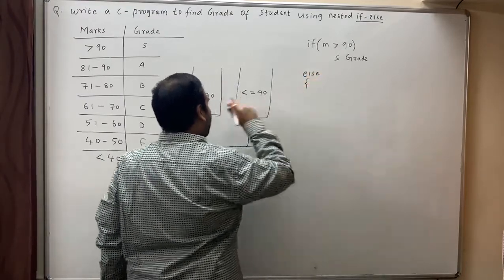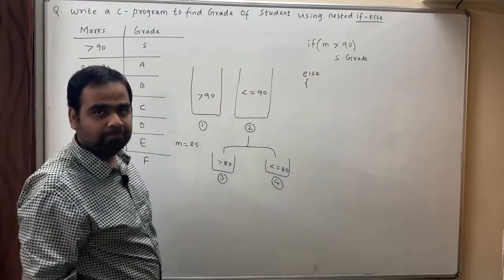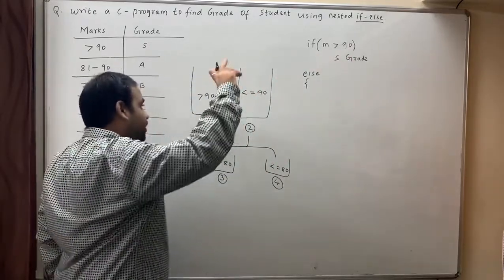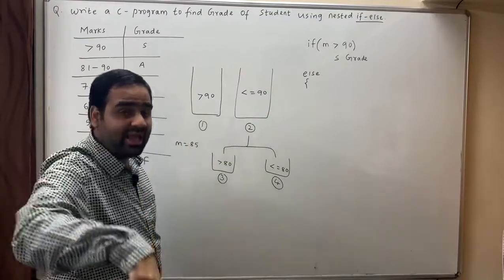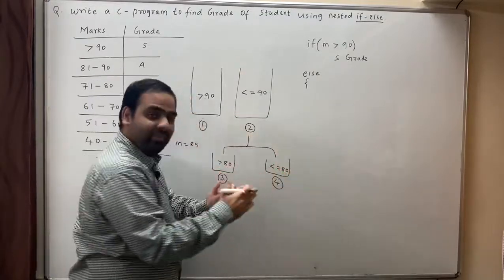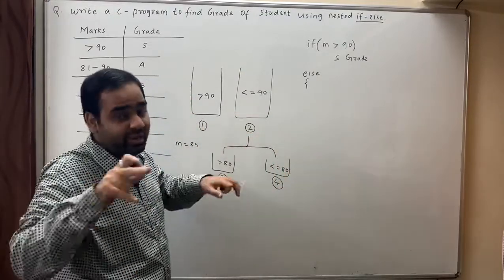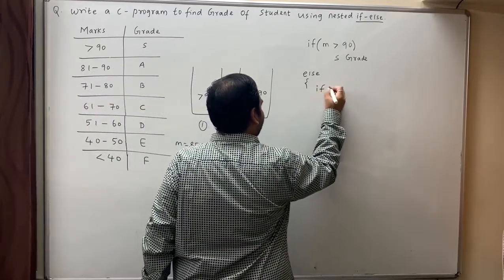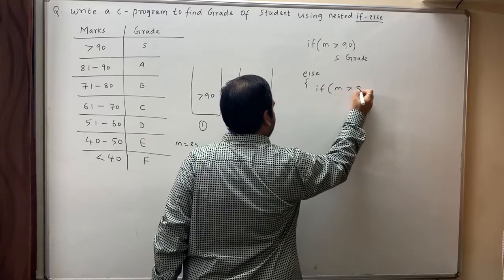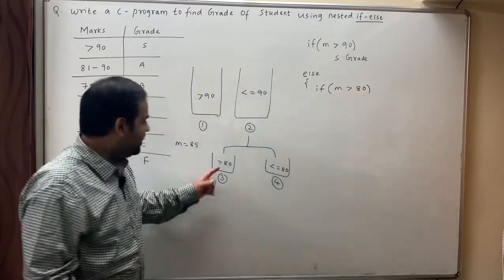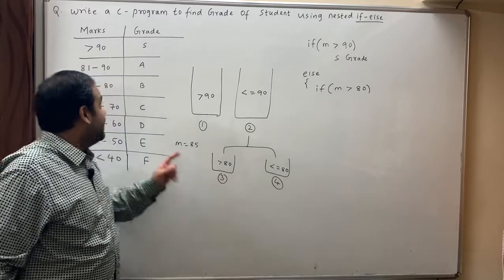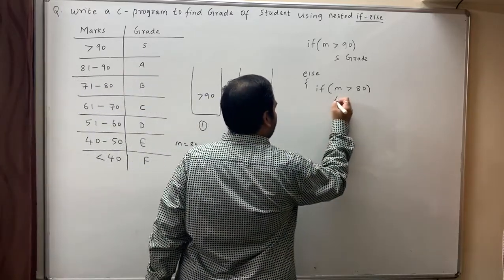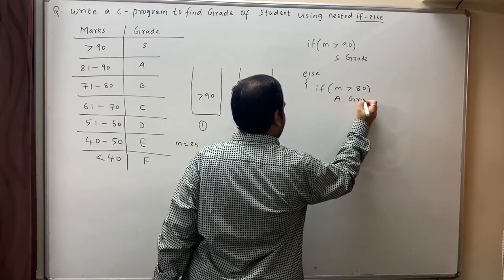Why else? Because we have selected the second bucket. Marks is 85, and 85 greater than 90 is false. Therefore, I have come over here. Now, when I came over here, again it is being subdivided into two parts. Therefore, again I need to write if and else over here. Hence, I write if marks is greater than 80. Now if marks is greater than 80, what grade is it? It is A grade. Therefore I can write A grade here.